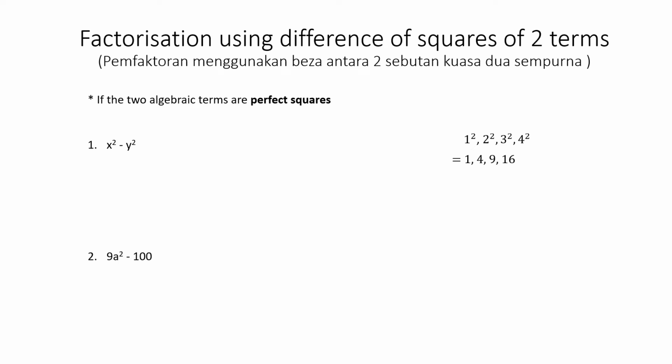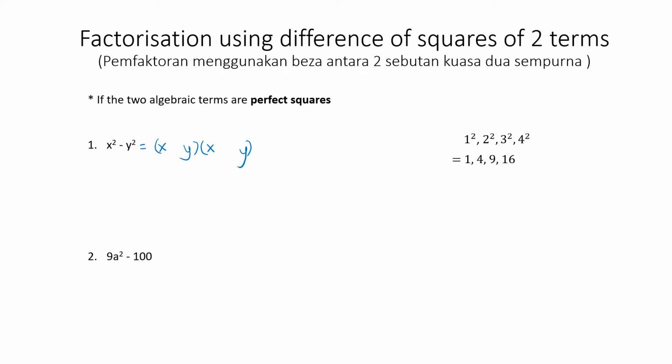x squared minus y squared. So x squared is the square of a number, the number x, which we don't know. So for this kind of question, your answer will have 2 brackets with the same term. So to get x squared, you will have the multiplication between x and x. So x multiplies with x, you'll get x squared, and y multiplies with y, you will get y squared.